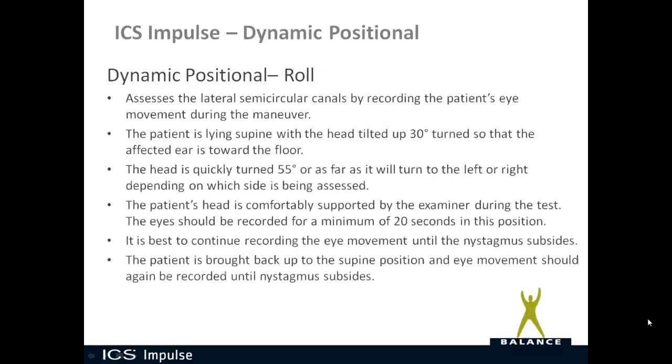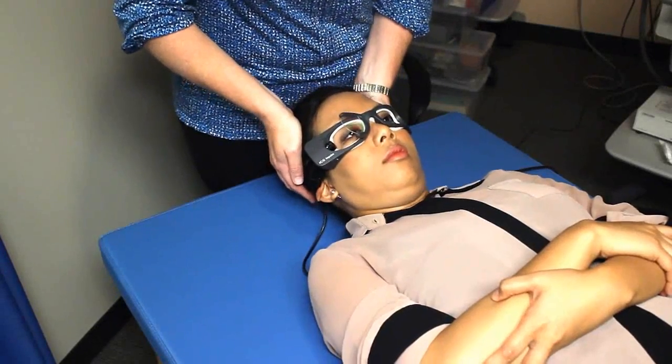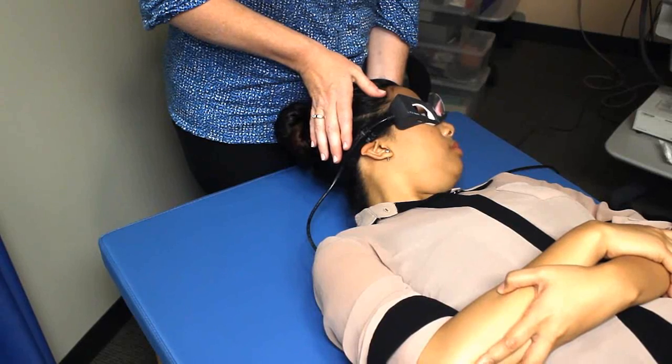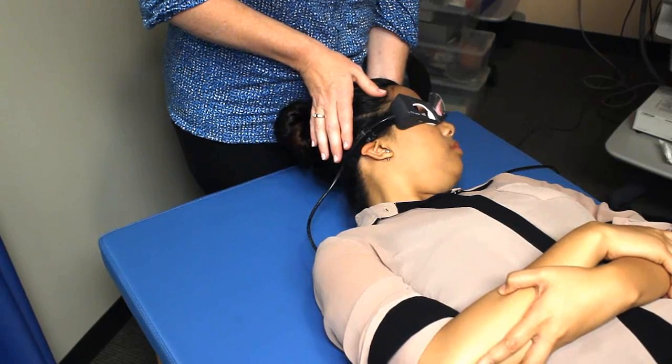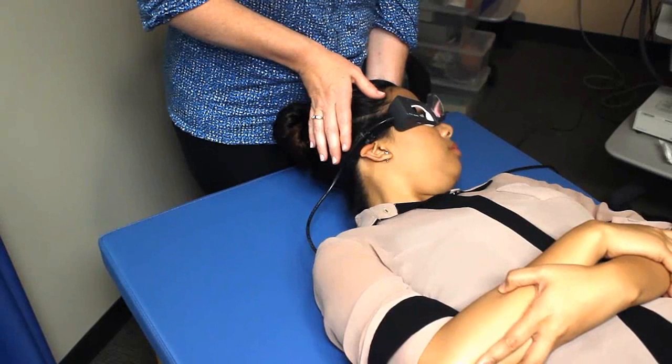The next test is the Roll test. This one is unique because it assesses the lateral semicircular canal, and again you're recording the patient's eye movement during the maneuver. You start with the patient laying supine, and you have the head tilted up 30 degrees. Then you quickly turn the head towards the affected side 55 degrees, or as far as it will turn to the left or the right, depending on which side is being assessed.